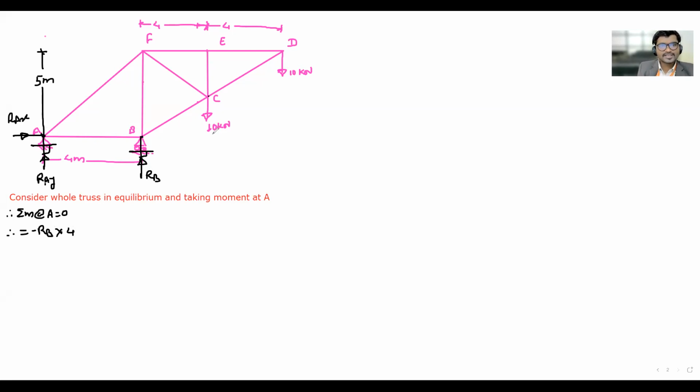Great. Next I would like to consider this 10 kilonewton vertically down. About A, will it rotate the truss clockwise or anticlockwise? Clockwise. So it will be plus 10 into its distance. What will the distance be now? 8 meters, since we are taking moment at A. A to B is 4 and B to C, that is E to F, is 4 meters, so 4 plus 4 is 8 meters. Then this 10 kilonewton at D, how is it going to rotate? Clockwise. So it will be once again plus 10 into distance 12, equals 0.